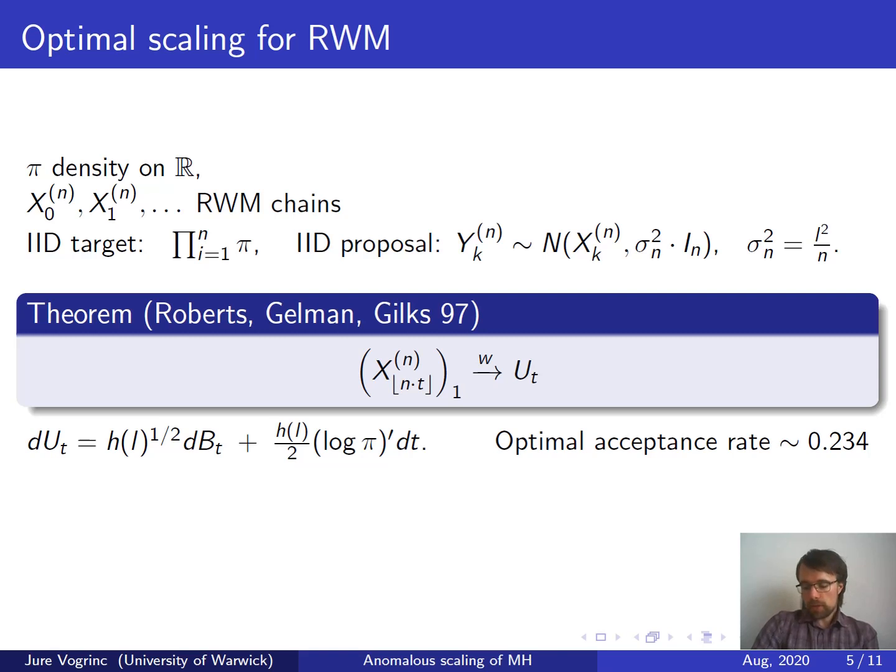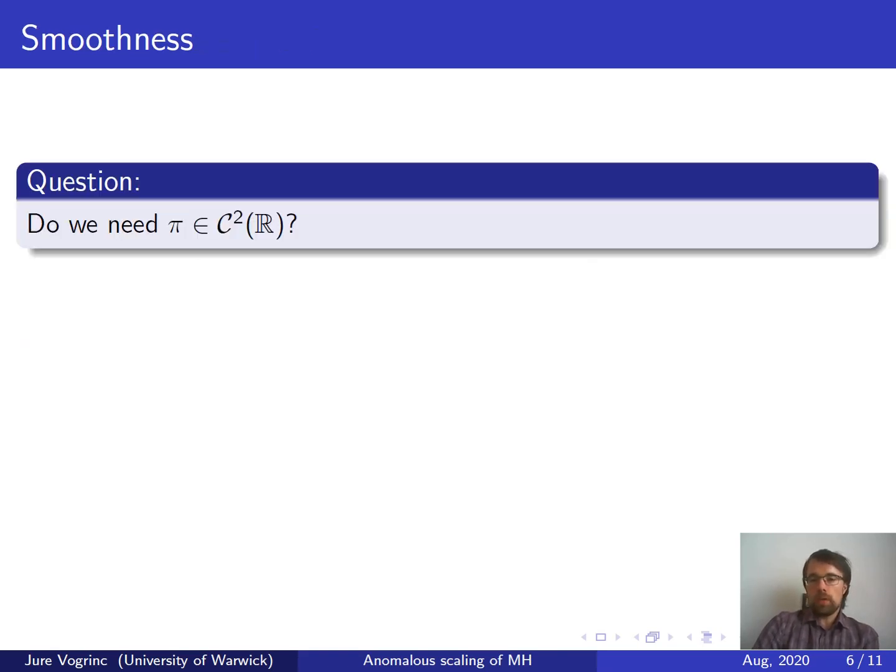Then this result doesn't come for free. Among other assumptions, it requires two derivatives from the target. The target has to be C2 smooth. Now, do we need that, is the question.